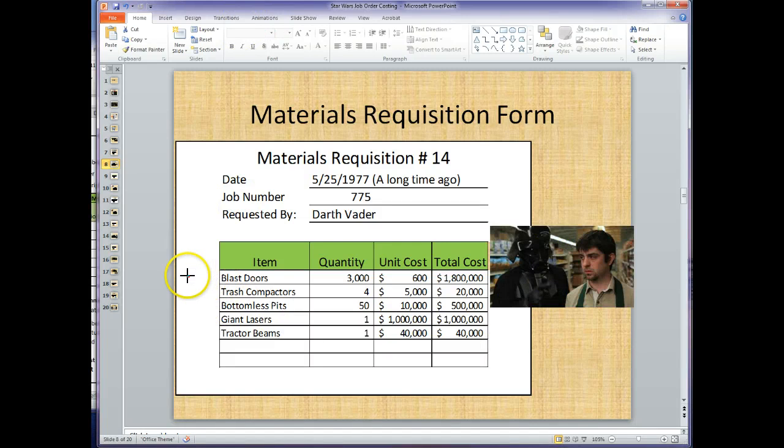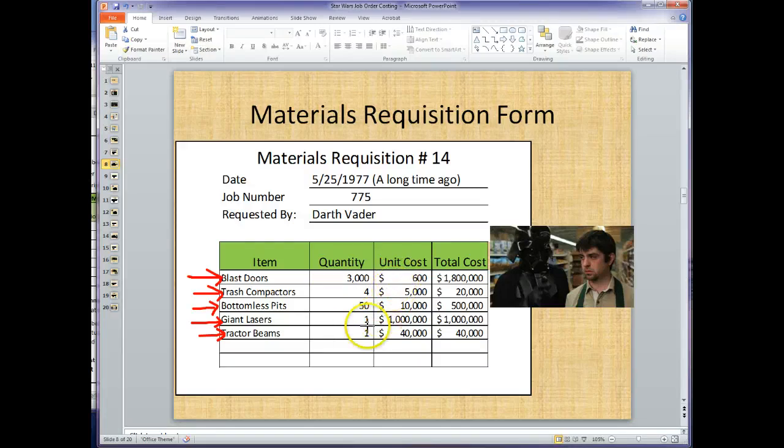All right, so here are the items that they requested for raw materials. Now remember, this is only raw materials. So they have, here's a description. Okay, we got those. Here's how many they want. They want lots of doors for this one. 50 bottomless pits, a couple trash compactors, 1 giant laser, one tractor beam. They're probably early in the production process at this point.